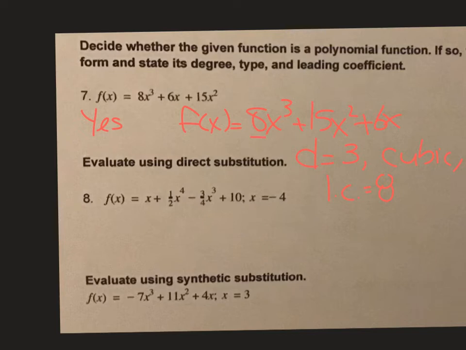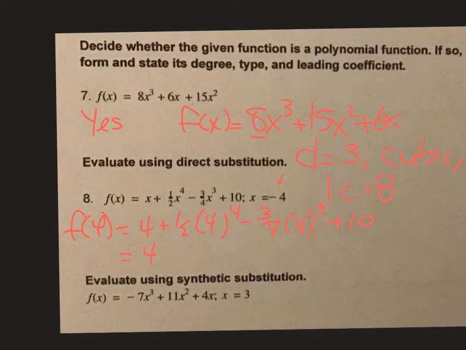All right, the second one says evaluate using direct substitution. It says x is -4. Direct substitution looks like this. I'm going to take the 4 and put it everywhere I see an x. I see 1/2 times 4 to the 4th power minus 3/4 times 4 cubed plus 10. And you can use your calculator, whatever you need to use here.